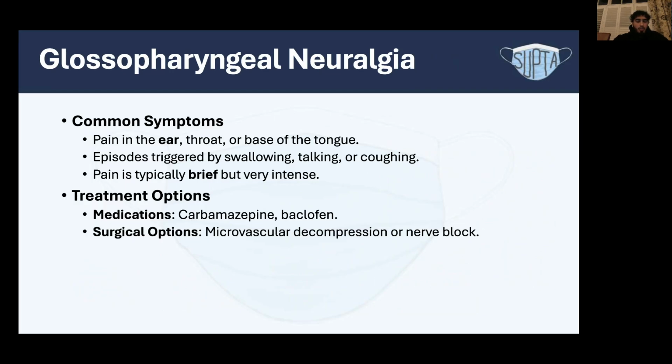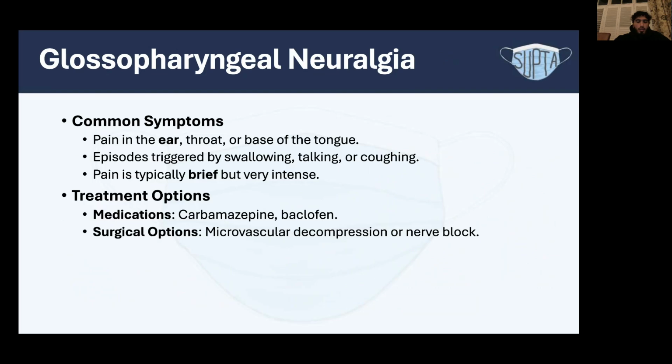The patient will present with pain where it innervates, right? So severe and sharp pain that occurs in the ear, throat, or the base of the tongue, and it's triggered slightly differently compared to trigeminal. It's usually triggered by swallowing, talking, or coughing. And while it's intense, the episodes are usually brief. So in trigeminal, it can be quite prolonged, but these are usually brief. Treatment, again, is carbamazepine, or we can use baclofen to control the pain. And again, if this doesn't work, we can do microvascular decompression or a nerve block.